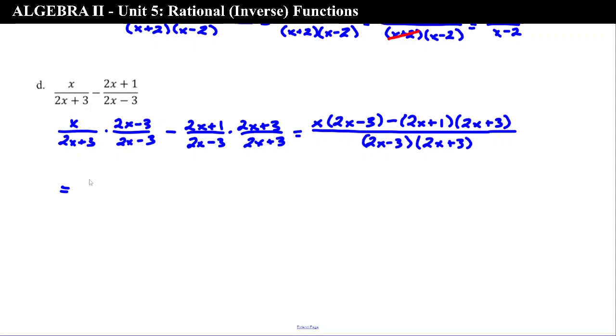Okay, so we have 2x squared minus 3x minus, and then the trinomial that results from multiplying these two binomials together. That gives us 4x squared plus 7x plus 3. And the bottom, we still have our 2x minus 3 times 2x plus 3.